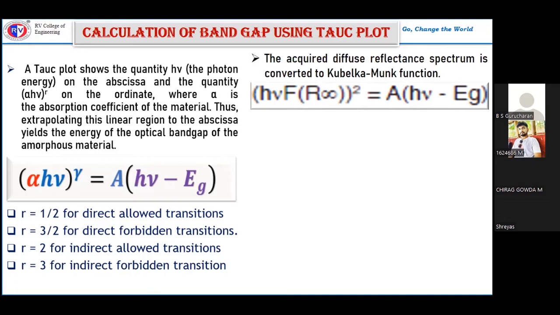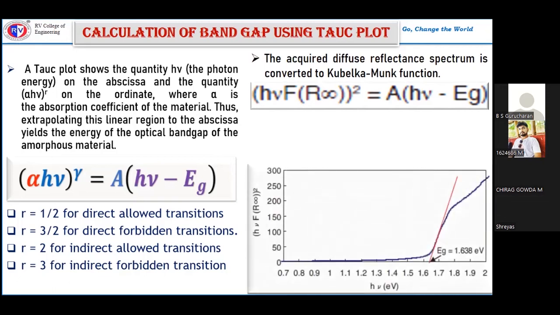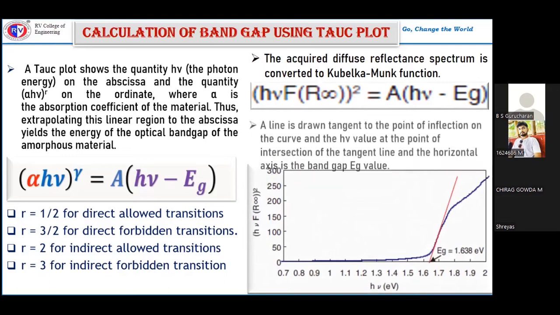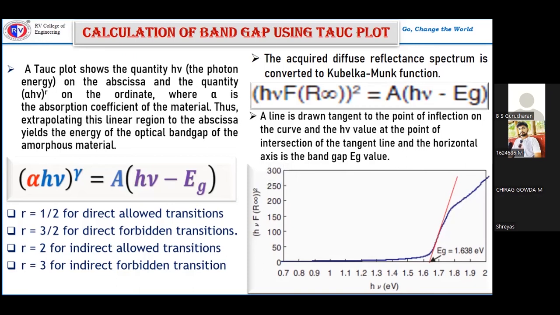Then from this equation, it is converted into the Kubelka-Munk function and is plotted on a graph. The Kubelka-Munk function times h nu, squared, is plotted against h nu, the energy of the photon, and a line is drawn as a tangent to the point of inflection on the curve. Whenever the graph or plot is changing its concavity, a tangent is drawn to it, and wherever the tangent touches the x-axis, that point is the band gap of a conductor.